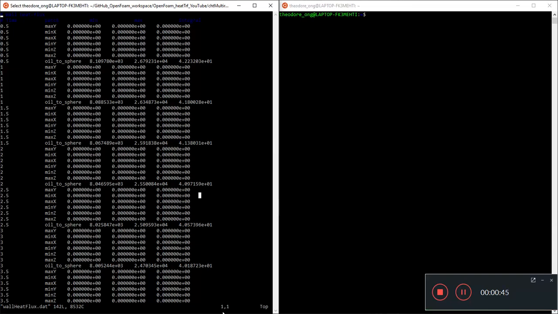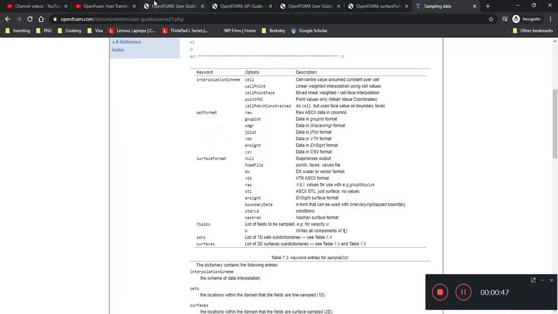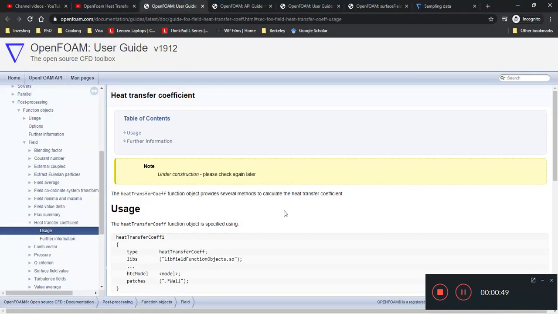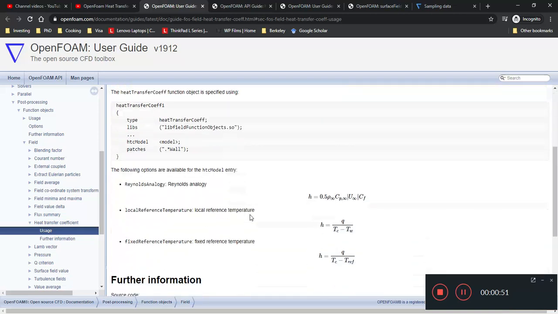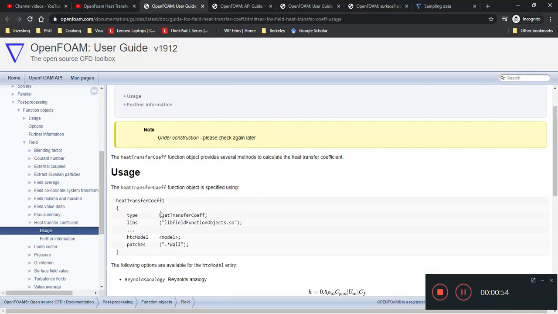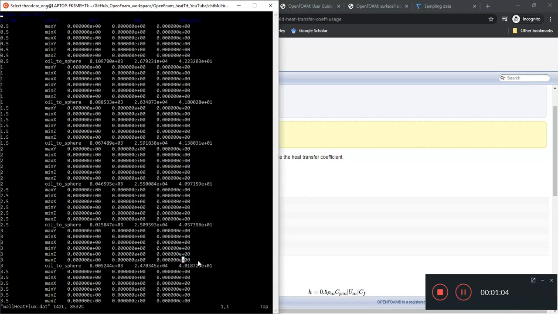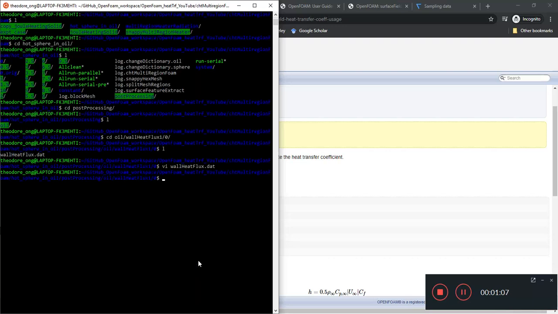Now I mentioned before that OpenFOAM has some sort of coefficient measuring thing available. This is called heat transfer coefficient, so it has a function for that. Now what we want to do is to use all this data to construct our own function that measures the heat transfer coefficient and see what happens from there.